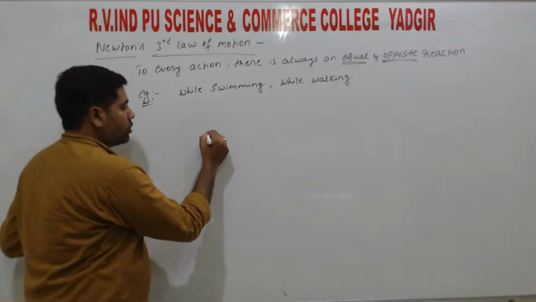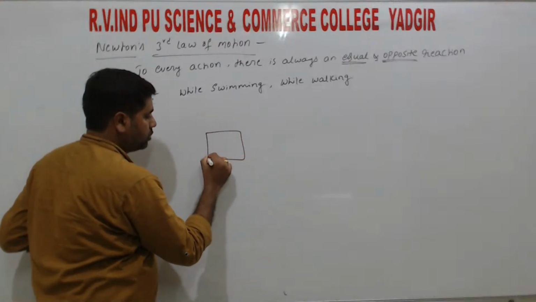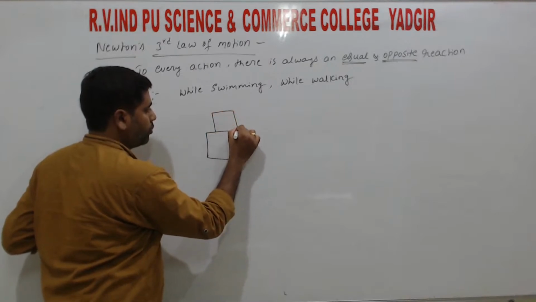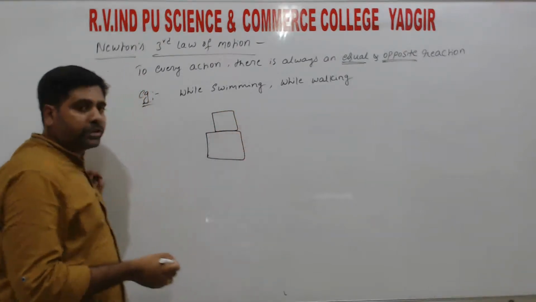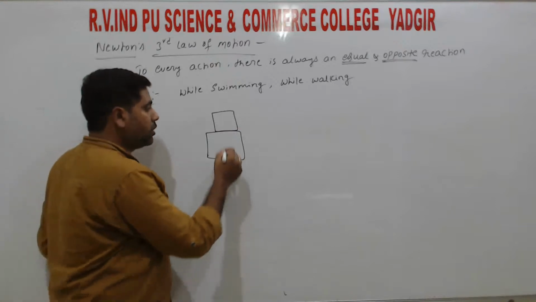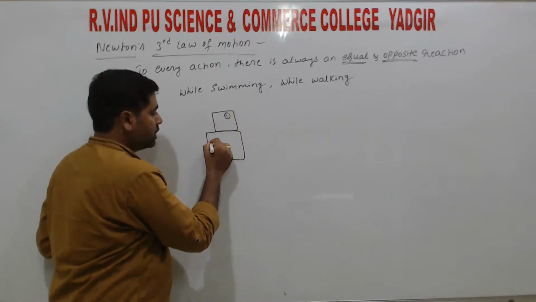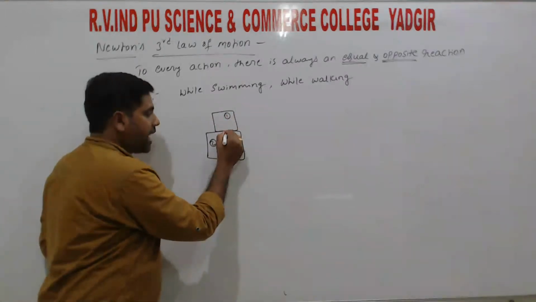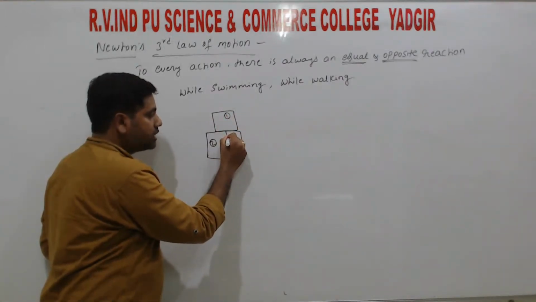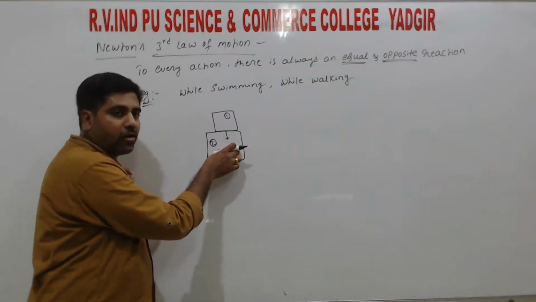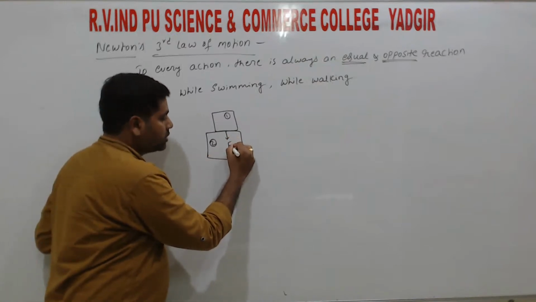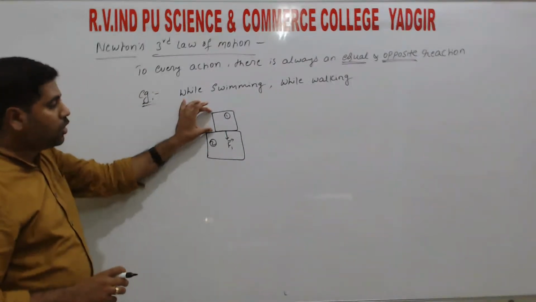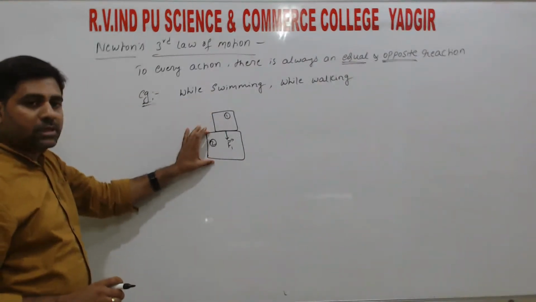Right? So consider two objects of different masses. Calling this one the first object and this the second object, the first object exerts a force on the second object, which we call F1, the force exerted by the first object onto the second object.